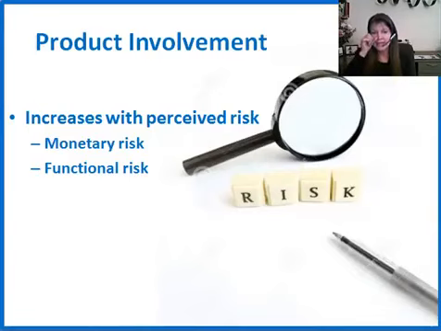Product involvement tends to increase with perceived risk. In other words, if you perceive a risk with buying that product, of course, you're going to think about it more carefully. You're going to care more about it. The higher the perceived risk of buying or not buying the product, the more that you tend to care about the product decision. And it makes perfect sense, right? But what kinds of risks? We're going to look at a number of them here, starting with these two.